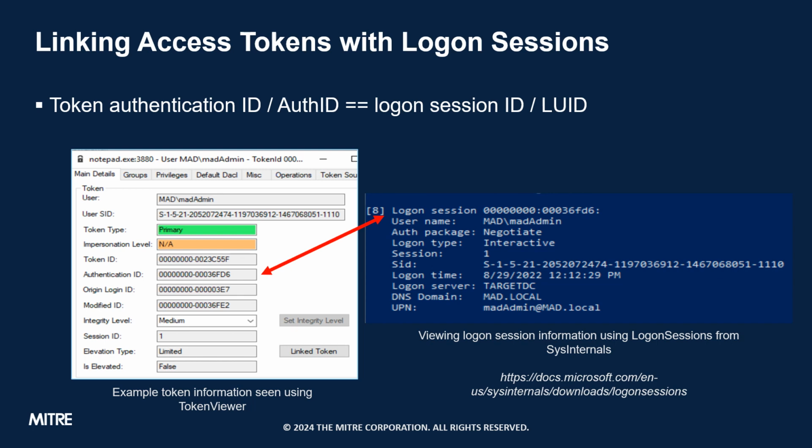As an example, on the right we have a screenshot of logon session output from the Sysinternals tool Logon Sessions. You can see that the Logon Session ID matches up with the authentication ID shown for the notepad.exe process access token on the left. We also have parity of other information like the username, the session ID, and the user SID.